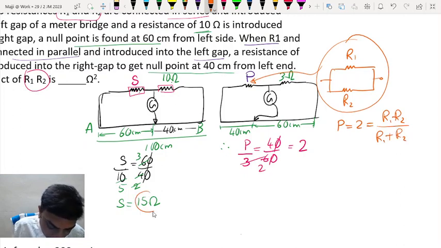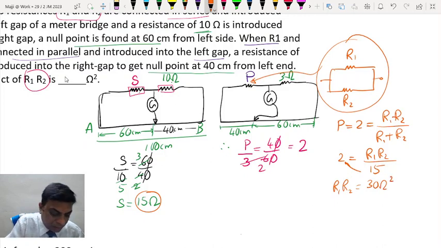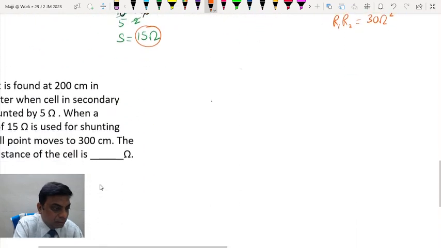And sum is already there because in series the effective resistance will be the sum of the two. So the product will be this 2 into 15, that is 30 ohm square. So product is 30 ohm square, 30 ohm. This is the answer. Moving on to the next question.